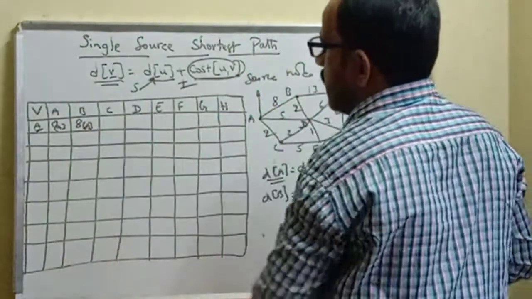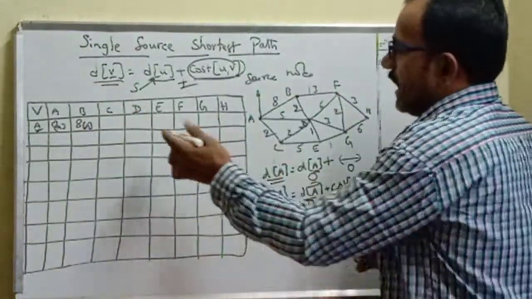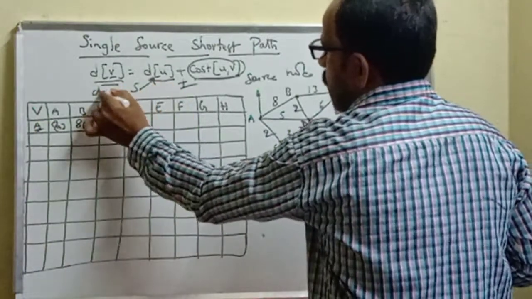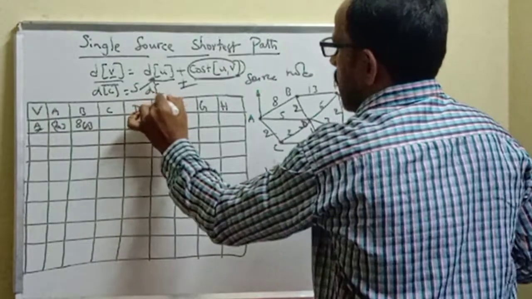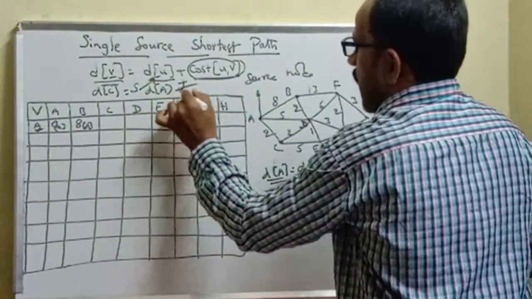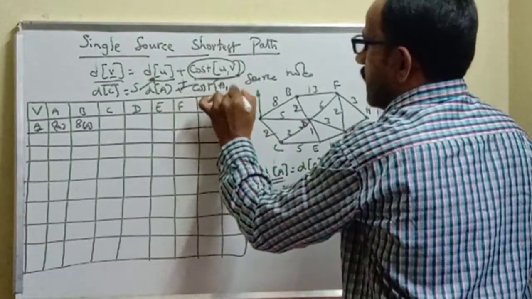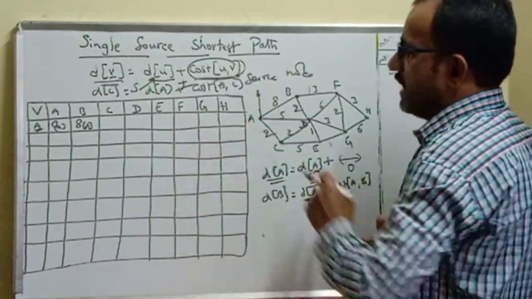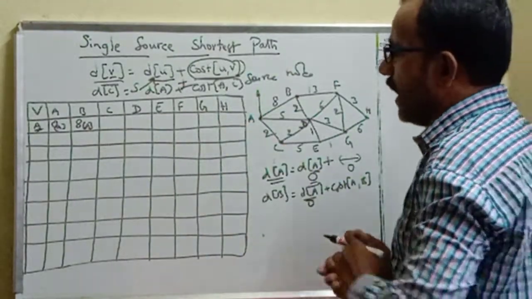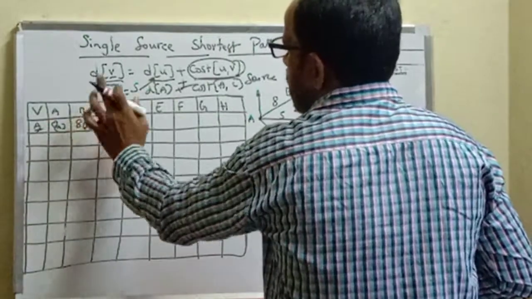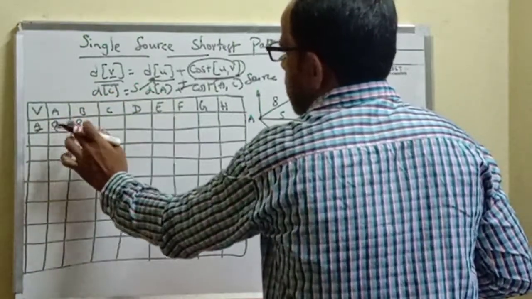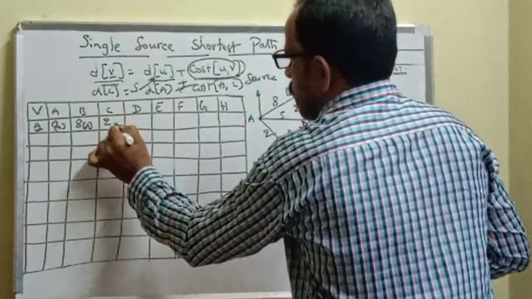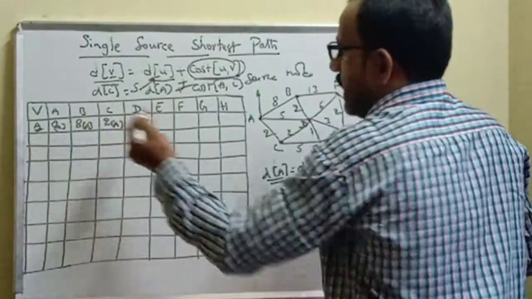Then what is D of C? Initially we are at A. How can we expand D of C? D of C equals D of A, because we are currently at A, plus the cost of A comma C. We get the cost of A comma C from the graph. If there is no direct edge between A comma C, we simply replace that edge cost with infinite. Then what is the distance of C now? The distance of A is 0, and the cost of A comma C is 2 units. So 0 plus 2 is 2. This is obtained by considering A as the intermediate node.